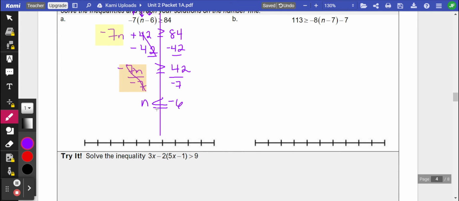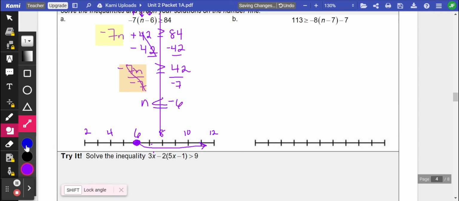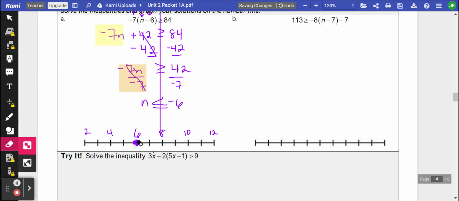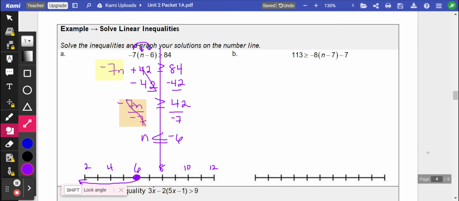And I apologize, I should have given you more room here. But we're going to go ahead and do negative 6, 8, 10, 12, we'll do 4, and 2 over here. This will be a closed dot because it has an equal to sign, and we will shade to the left. My goodness, I'm struggling here. Shade to the left because it is a less than sign. We flipped it. Got ahead of myself. And that is a really common mistake, forgetting to flip the inequality sign and then shading in the wrong direction. Let's do one more.